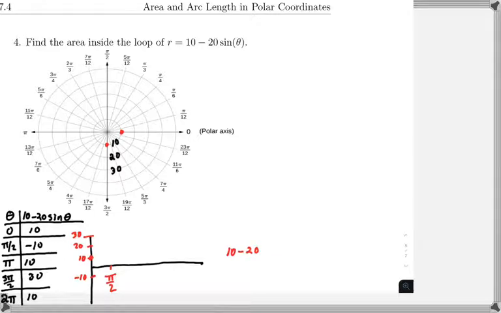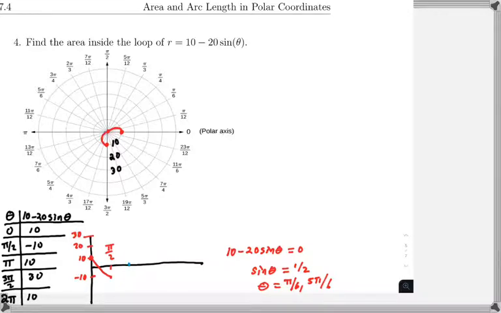And so we cross the x-axis at some point, so let's figure out where we cross the x-axis. That would be where 10 minus 20 sine of theta is equal to 0. So we'll subtract 10 and divide by negative 20, and we'll have the sine of theta is equal to 1/2. That occurs when theta is equal to pi over 6 or 5 pi over 6. So at pi over 6 is where we cross the x-axis, so I'm going to try to draw it in there. Okay, so there it is.